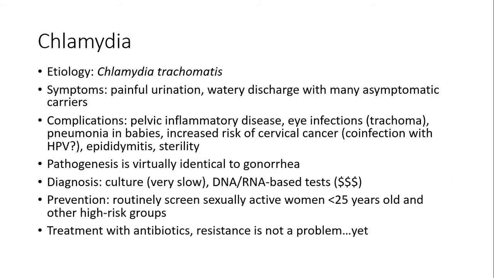The next disease we're going to talk about is chlamydia. This is caused by Chlamydia trachomatis. Symptoms wise, it's going to present in some ways very similarly. You're going to have a painful urination, however, with a watery discharge with many asymptomatic carriers. So we're going to have a discharge here and it's going to be watery as opposed to pus filled on the men's side. So complications of this, just like with gonorrhea, you can have pelvic inflammatory disease that develops in females. You can also have eye infections. This is called trachoma. You can also have pneumonia in babies who are exposed to this in the birth canal.